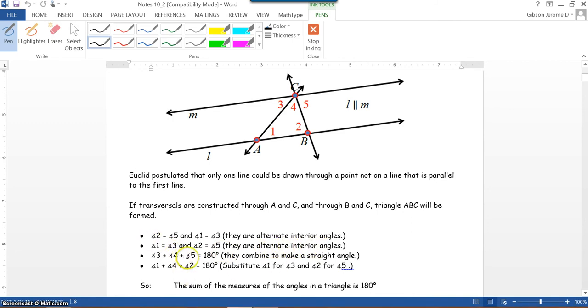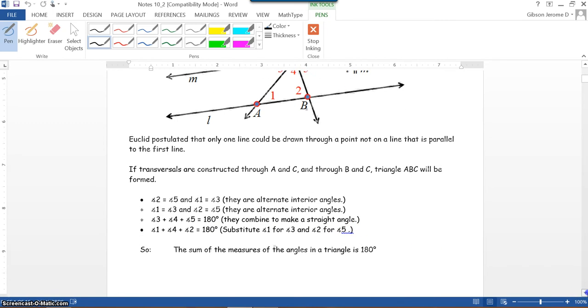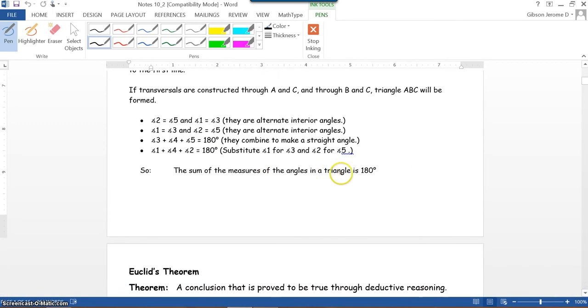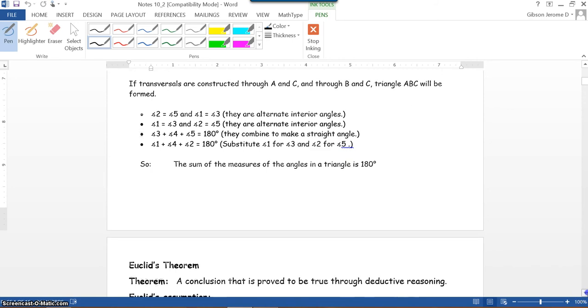Angle 3 plus angle 4 plus angle 5 is 180 degrees. They combine to make a straight angle. Angle 1 plus angle 4 plus angle 2 is 180. Substitute angle 1 for angle 3 and angle 2 for angle 5. So, the sum of the measures of the angles in a triangle is 180 degrees.